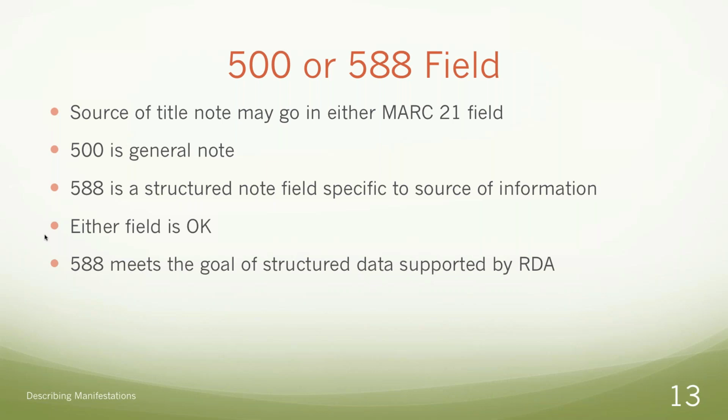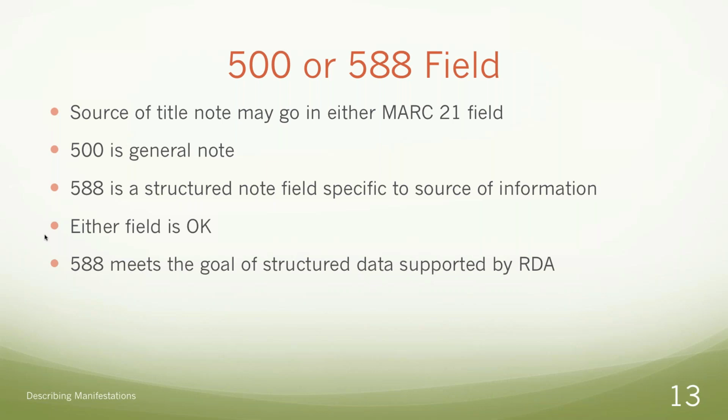The reason that a 588 field might be preferred is that it provides structured data. So with the 588 field, the computer can know that the information in that field refers to the title proper specifically because of that field. A 500 field, we don't know what that content is because it's not structured, it's not defined. It's just a general note that may be about anything.